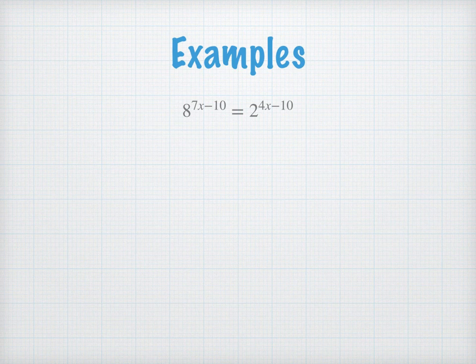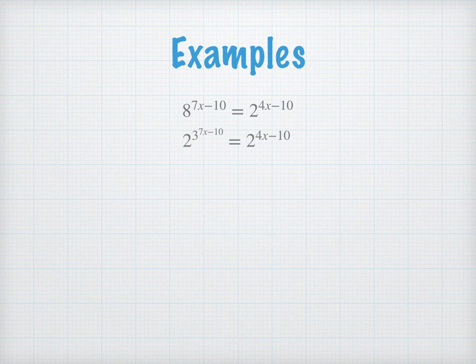Let's look at our next example. Our next example has 8 raised to the 7x minus 10 equaling 2 raised to the 4x minus 10. Now let's look at our bases for just a second here. 8 is a power of 2, isn't it? 8 is the same thing as 2 to the third. Well, that means that we could rewrite this so that we have the same base on each side. Now, if you didn't notice that, you could continue to use our log rules and solve that way. But if we recognize that 8 is simply 2 to the third, we could rewrite this.